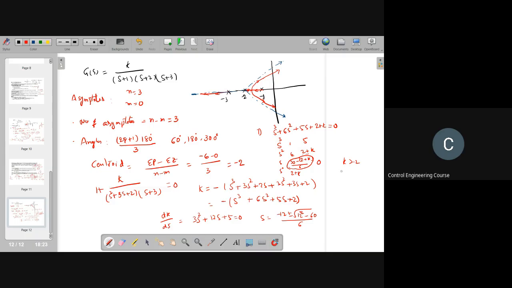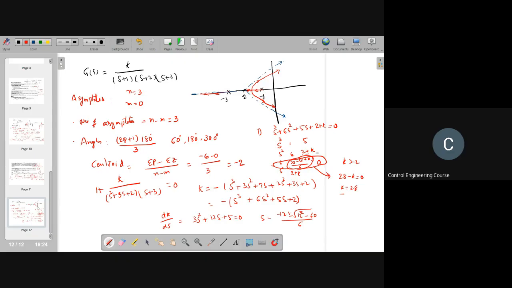So that means for stability, k should be greater than... let's say k equal to -2. This is the point. At this point, 30 minus 2 plus k is 28, so 28 minus k equal to 0 from this. That means k equal to 28. If k is equal to 28, then this entire row will be 0.